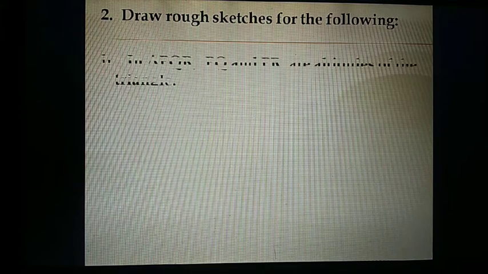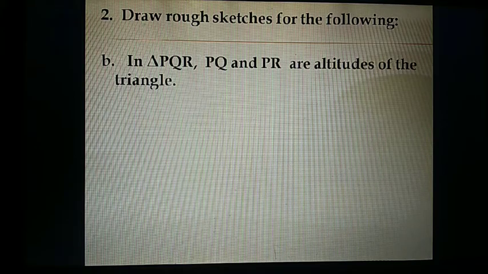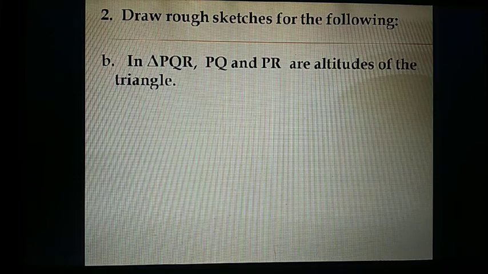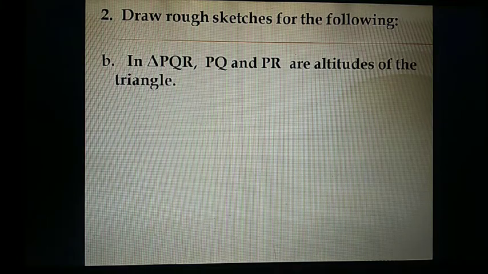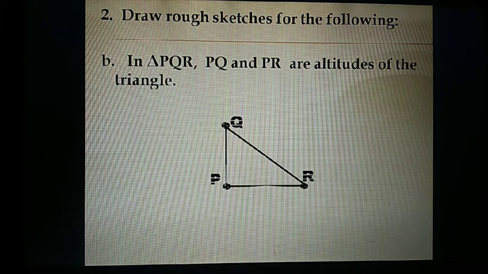And this BE is the median. Moving to the next question. Here in triangle PQR, PQ and PR are altitudes of the triangle. But as per the given triangle, PQ and PR are the sides of the triangle. Now, in which triangle will the sides act as the altitudes? Altitude means a straight line, so two sides are straight. This you will get in a right angled triangle. So here this is your answer, where you can see that PQ and PR are perpendicular to each other, so they are acting as altitudes of the triangle.